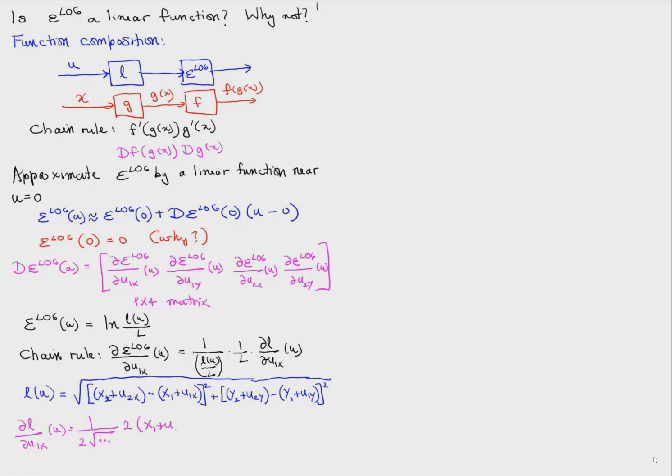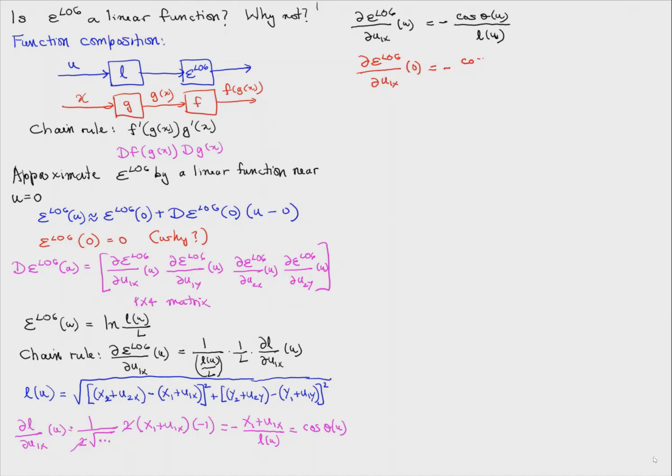So you should try to do these derivatives yourself just to make sure that you understand the details of what's going on. Okay, and if we follow through, what we find is that it is simply minus the cosine of lowercase theta. So the derivative of epsilon log with respect to u1x is minus cosine theta divided by L. And evaluated at 0, it's simply minus cosine of uppercase theta divided by uppercase L.